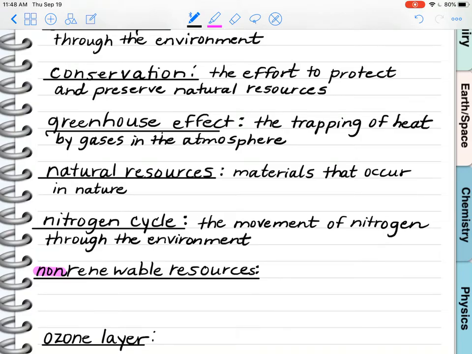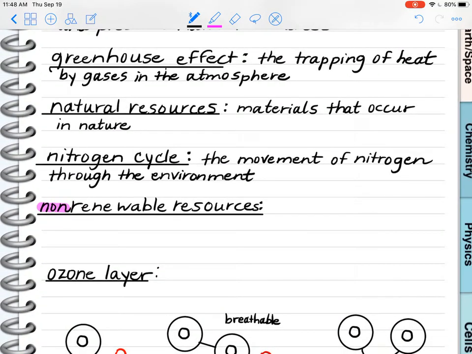And again, we are going to look at a diagram of that a couple of pages over, so I'm not going to look up a picture of this one. Non-renewable resources. And this is such a big word, I'm going to go ahead and sound it out for you. It is non-renewable. Non-renewable resources. And these are resources that are being used up.